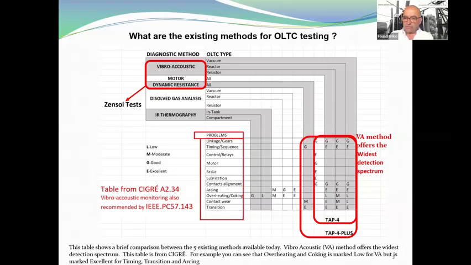The vibroacoustic method offers the widest detection spectrum, and this table is from CIGRE. For example, you can see that overheating and coking is marked low for vibroacoustic, but is marked excellent for timing, transition and arcing. Why is it low? Because as soon as you have a vibroacoustic test, you absolutely need an impact, you need some noise. And on this table, I really recommend to analyze it carefully. You have the problems shown, and for each method, you can see the efficiency of each one.